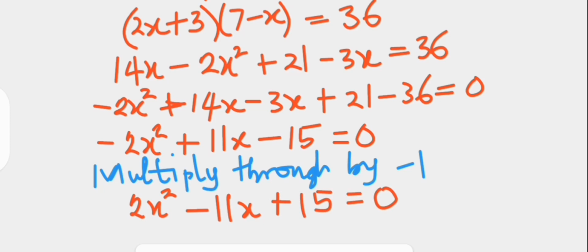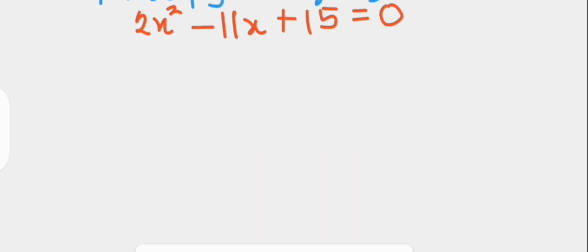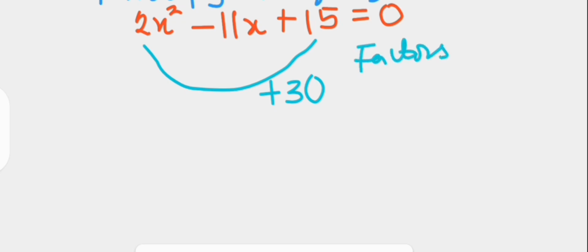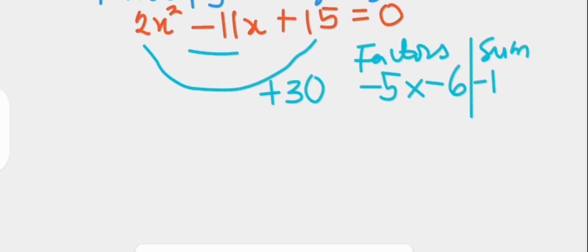Now we are left with a quadratic equation, 2x squared minus 11x plus 15 equals 0, that we will solve for x in order to know the value of x. To solve this by factorization, we first find the product of 2 and 15. That gives us positive 30. We're going to need the factors of 30 whose sum will give us the middle term, negative 11. So these factors, without wasting time, should be negative 5 and negative 6, which when added together give negative 11.